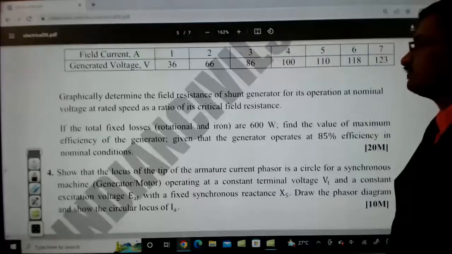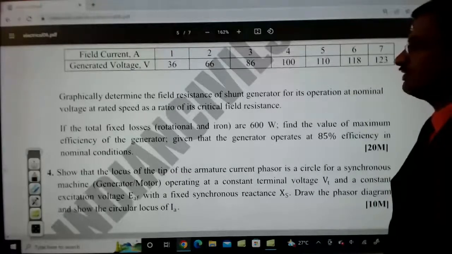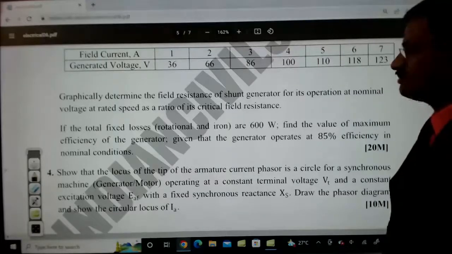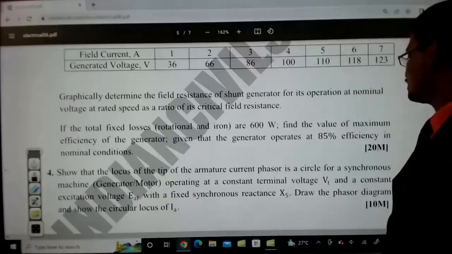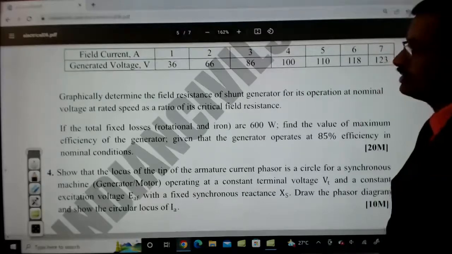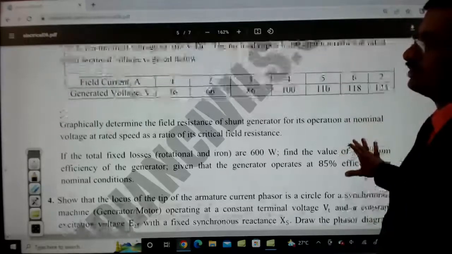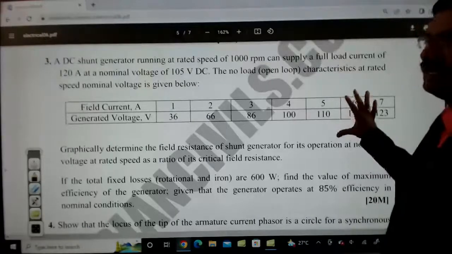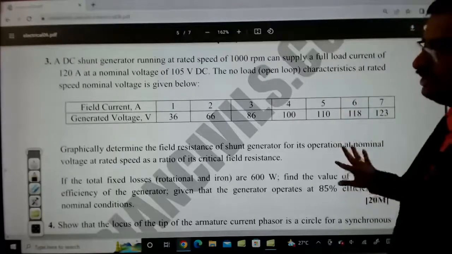for its operation at nominal voltage at rated speed as a ratio of its critical field resistance. If the total fixed losses, rotational and iron, are 600 watts, find the value of maximum efficiency of the generator, given that the generator operates at 85% efficiency in nominal conditions, right? So this is related to the open circuit characteristics of the DC generator, and this is a very standard kind of question we can say, right?